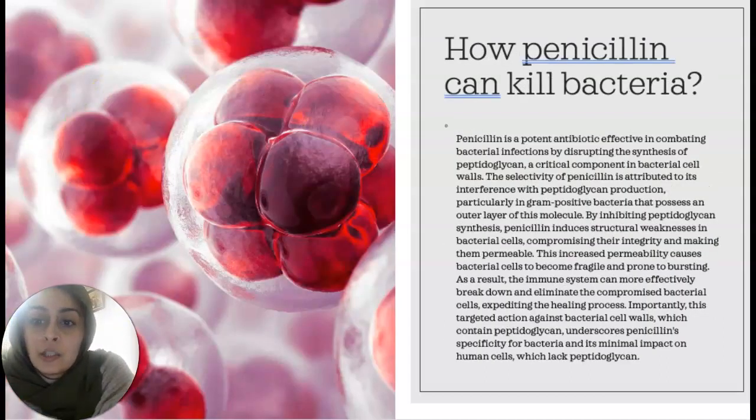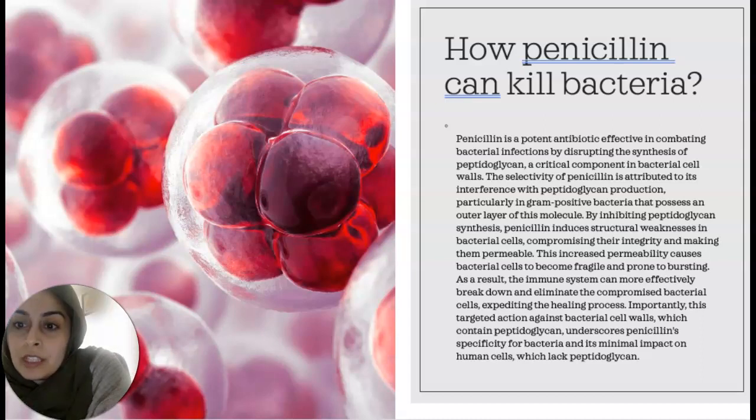So how can penicillin kill bacteria? Penicillin is a potent antibiotic that's effective in combating bacterial infections by disrupting the synthesis of peptidoglycan, a critical component of bacterial cell walls. The selectivity of penicillin is attributed to its interference with peptidoglycan production, particularly in gram-positive bacteria that possess an outer layer of this molecule. By inhibiting peptidoglycan synthesis, penicillin induces structural weakness in bacterial cells.